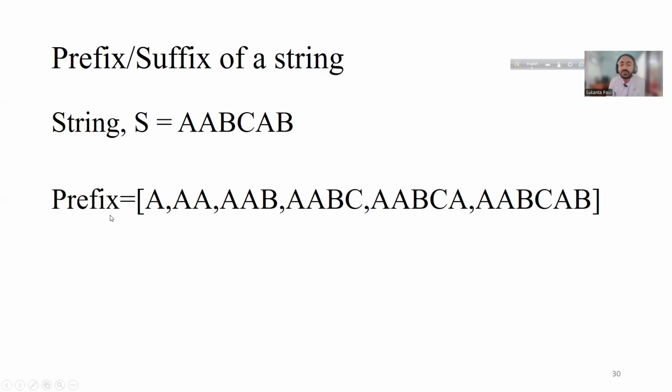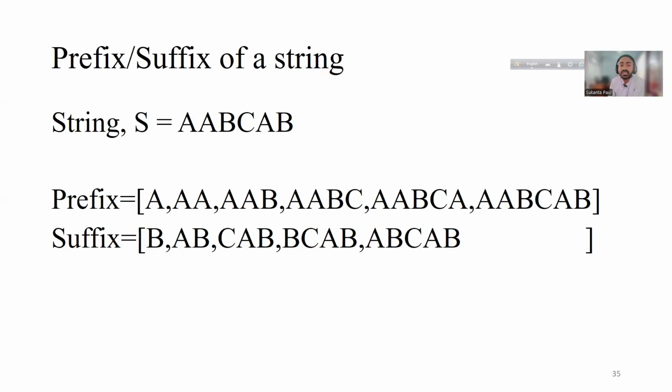What is called a prefix? Because we consider from the first to last character for scanning. If we scan the text from the last character to the first character, that is called a suffix. So what will be the suffixes of string S? First one is B, the last character, then the last two characters AB can also be a suffix. CAB can also be a suffix. Next suffixes will be BCAB, then ABCAB, and finally AABCAB.